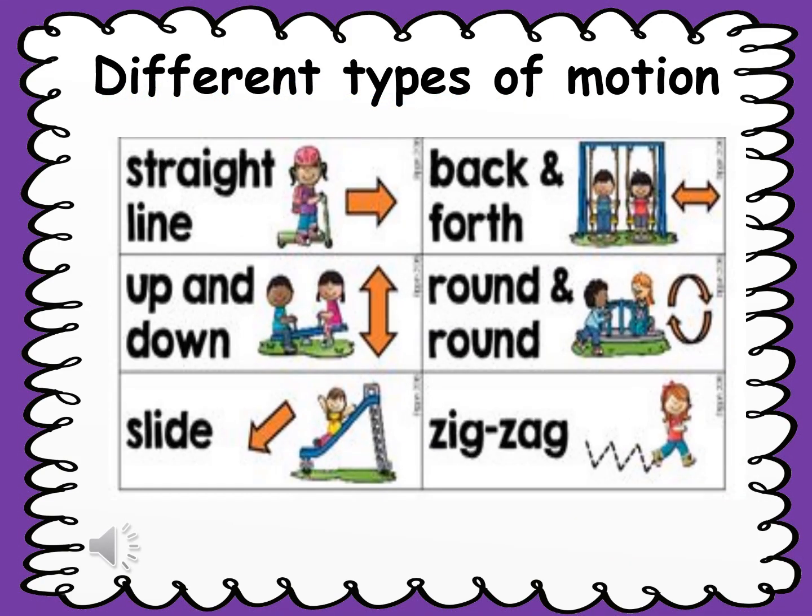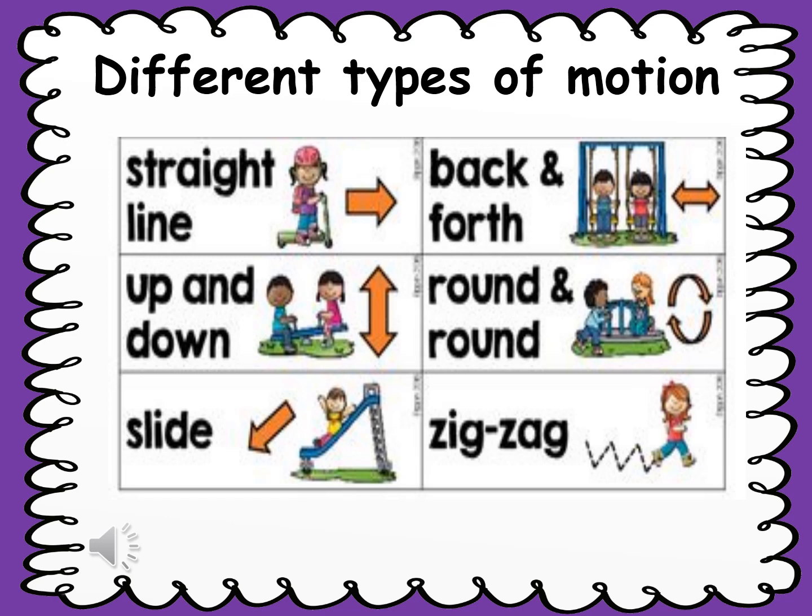Things can move in different ways. There are many different types of motion. The first picture shows a girl who is skating on a skating board. She can move in a straight line. The second picture shows the children who are playing in a swing. They can move back and forth.